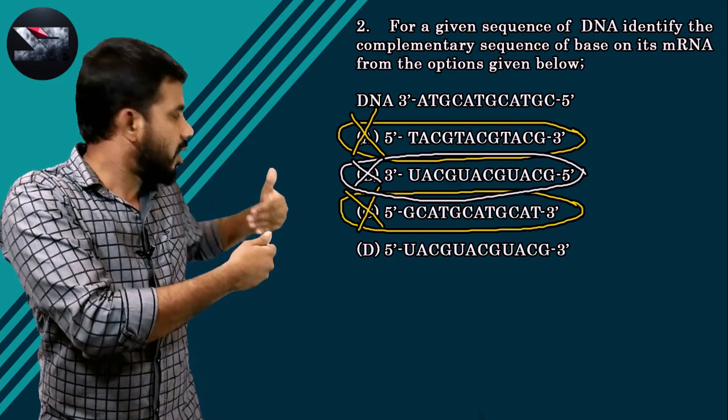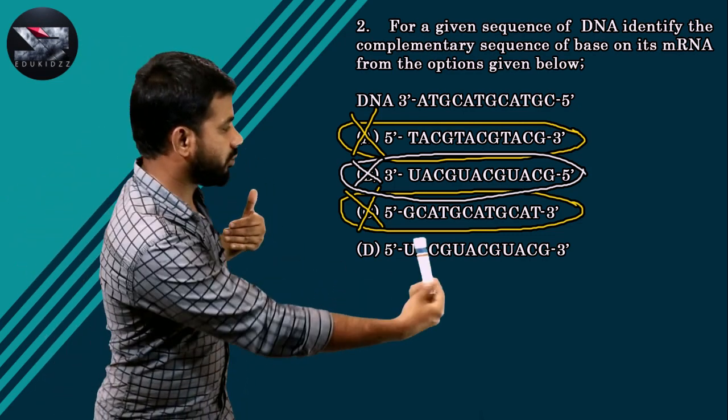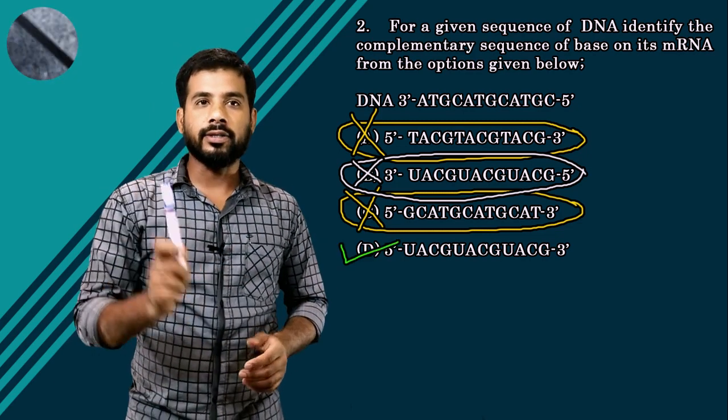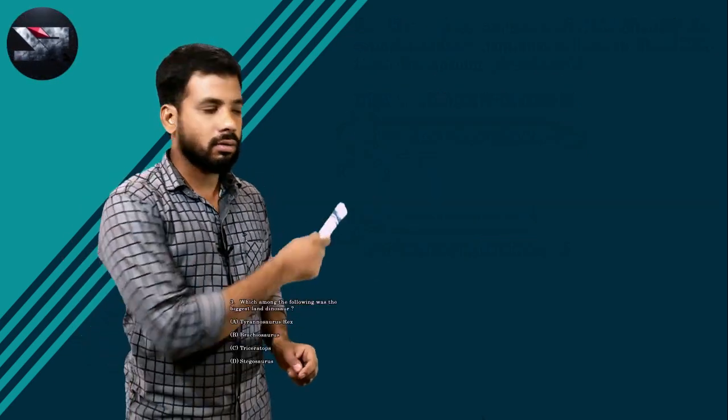That means it must have 5 prime towards this side and 3 prime towards that side. So answer is option D is the right answer. Now let us take question number 3.